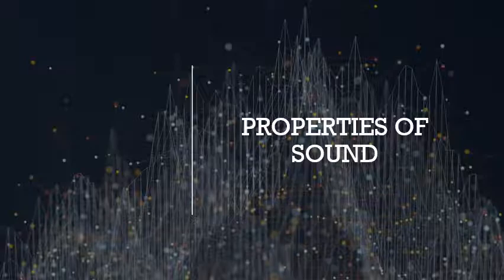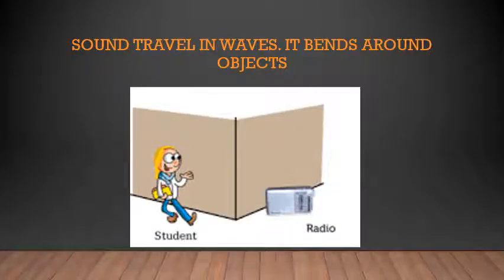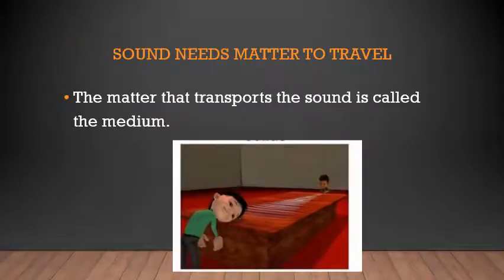Now we're going to see different properties of sound. First property is that sound travels in a wave. It bends around objects. Okay, now you can see that the student is walking from one place and there is a radio on the other side. But still the student can hear the radio playing music. How? Because the sound wave can bend. It always travels in a wave, like ocean waves, the same way. Then the second property is sound needs matter to travel.